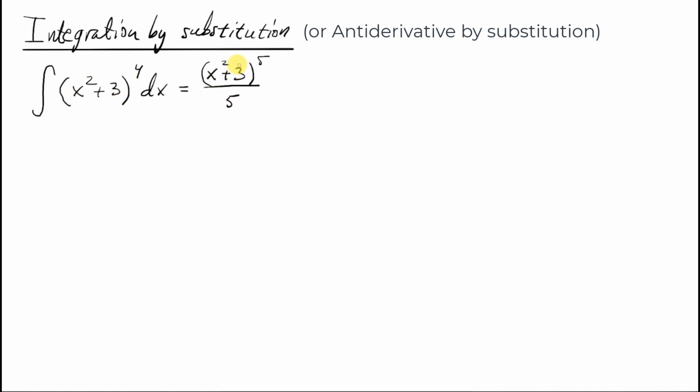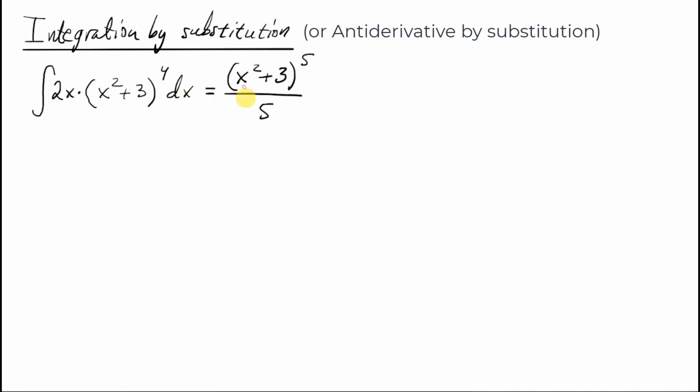But you also have an inner derivative. So if you take the derivative of what's inside the parentheses, and that's 2x, and there is no 2x here. So we can't write it like this. However, let's say that you have 2x in front here. Then you can do it like this, because if you take the derivative of this one, you will actually get this one. We can check that.